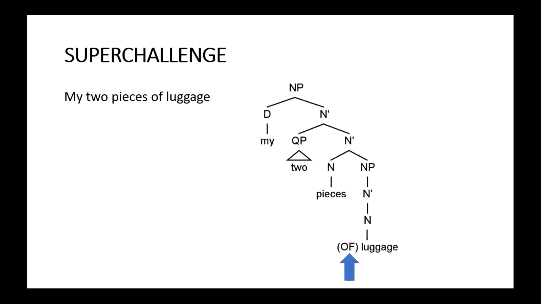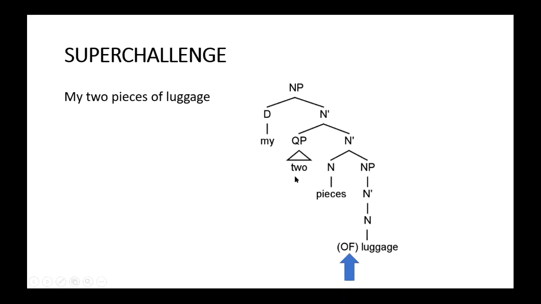So notice then what's happening here. Pieces takes a noun phrase as a complement, and this is going to be the mass noun, luggage. Okay, so pieces of luggage. And we get of here. Why do we get of in this case? We get of in this case because pieces cannot assign case to the NP. Okay, this cannot get case. So we get of, and then of would assign the oblique case to luggage. Okay, so we have pieces.